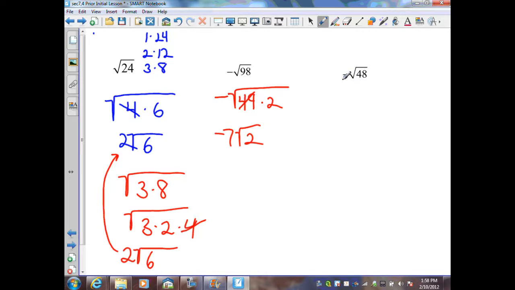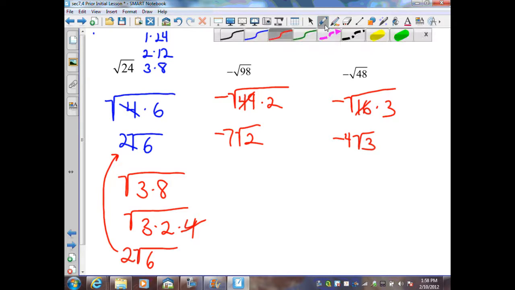Here, I have a negative square root of 48. The easiest way to break 48 up is to break it into factors such as 16 times 3. 16 times 3 is 48. 16 is a perfect square. The square root of 16 is 4. 4 times a negative 1 is a negative 4 square roots of 3. On that problem, I could have broken 48 into different factors.